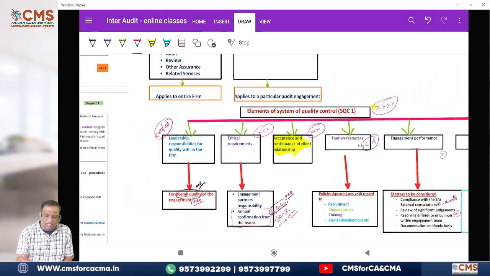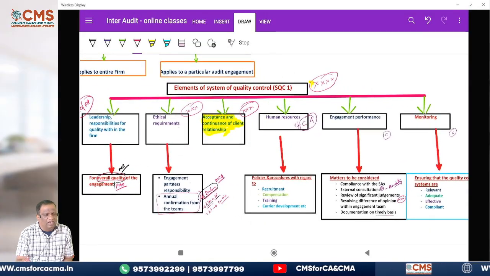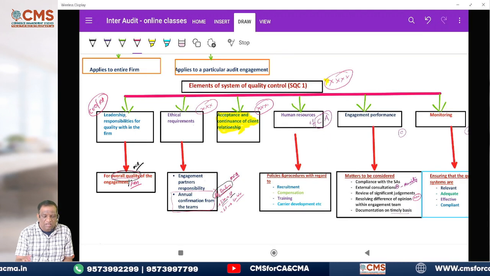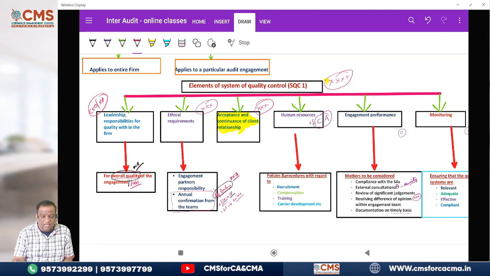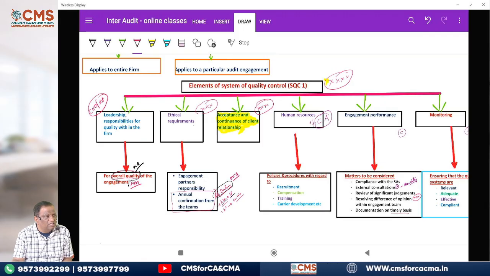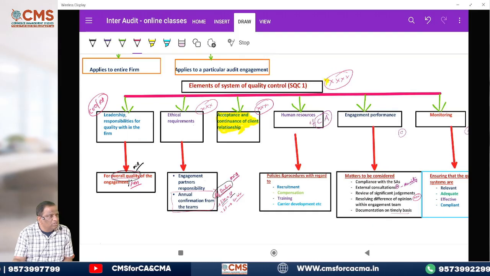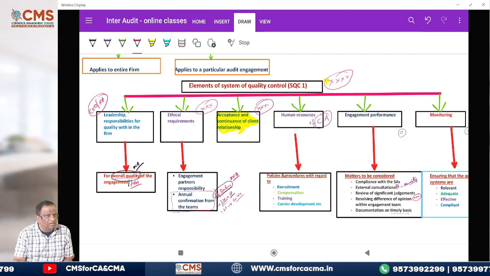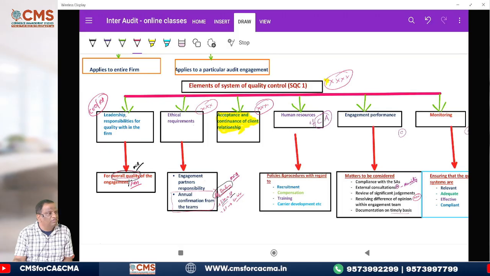And in SQC 1, I will just keep this screenshot and leave it. Very rarely you may get a full-length question. Mostly you will be getting one small question, that is, what are the elements of SQC 1? Because in the material it is very long and very difficult for you to condense and get control of it. So that is where this chart will help you. You can just take a screenshot and revise. It will help you for a quick revision of it.